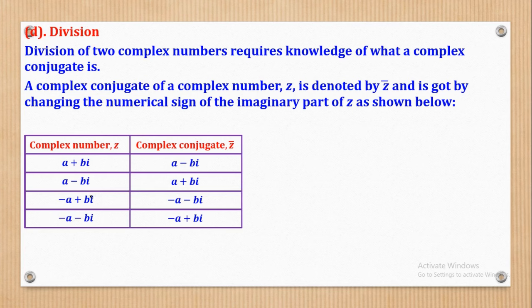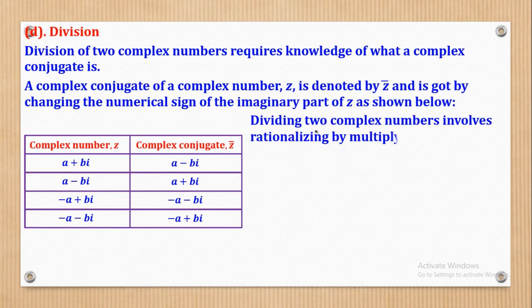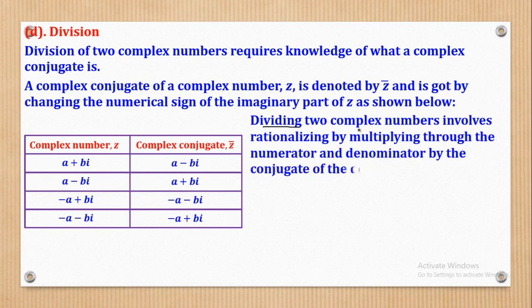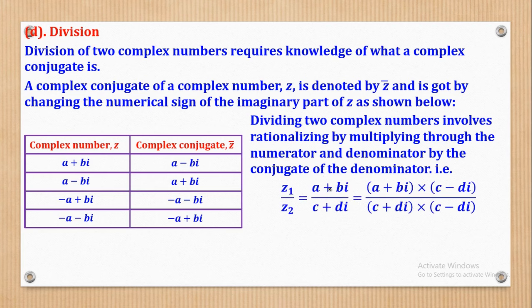Now that we know that, we shall go back to our division, and we shall say that when I'm dividing 2 complex numbers, it involves rationalizing by multiplying through the numerator and denominator by the conjugate of the denominator. Remember, when you are dividing 2 complex numbers, there will be a complex number in the numerator and also a complex number in the denominator. So what you do, you look at the complex number in the denominator and get its conjugate. So in this case, the conjugate of this will be c minus di. After getting the conjugate, you multiply both the numerator and denominator with that complex conjugate.